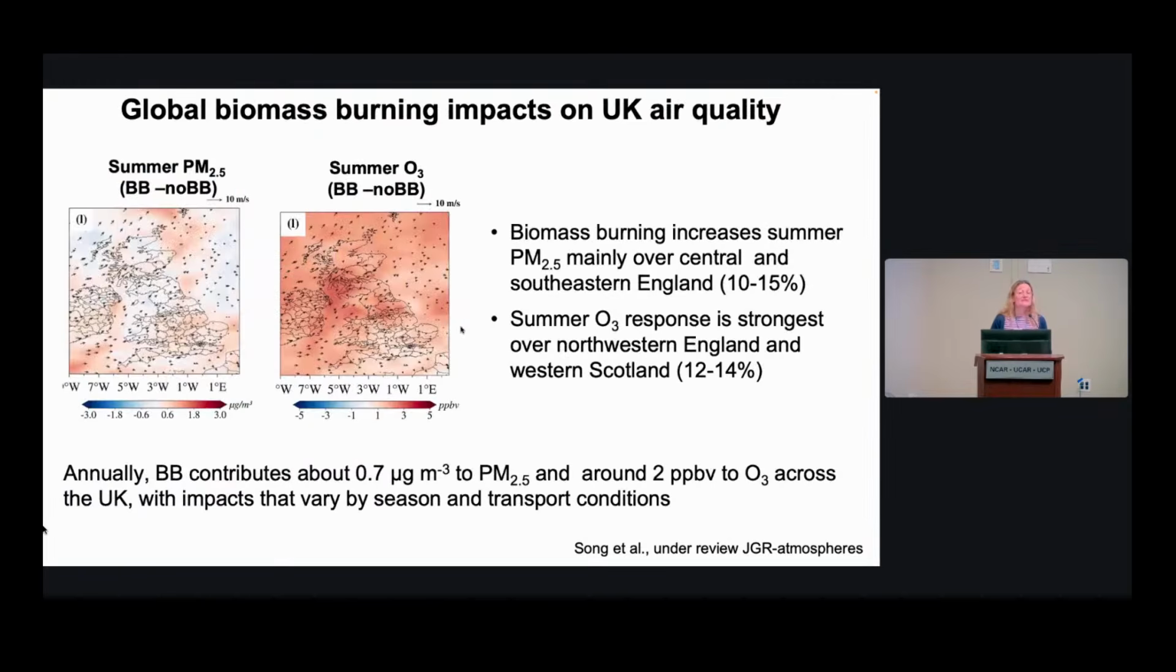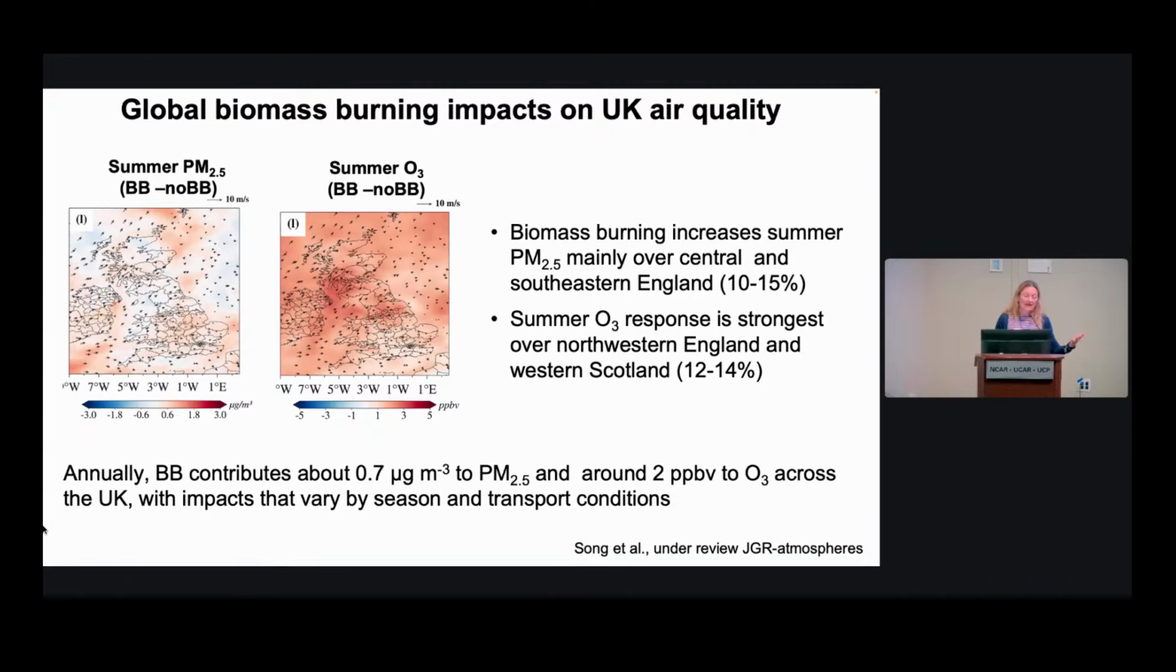So in terms of biomass burning, I'm showing here the changes in summer PM2.5 from biomass burning, comparing the control with the no biomass burning run for the summertime. During the summertime, the impact of biomass burning increases PM2.5 in the US, especially in the central part of the country. It's about a 10-15% increase, so we are talking about 1.5 to 2 micrograms per cubic meter. And surface ozone is a little bit more noticeable in the part of Scotland, on the north part of the country, at up to 3.5 ppb.